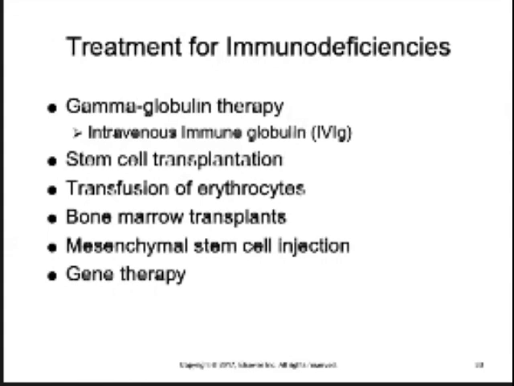With immunodeficiency, we can provide gamma globulin, which is IV immune globulin. This is, again, passive immunity, artificial passive immunity. We can do stem cell transplant, which means that we're going to swap out your marrow, or a component of your marrow, to try to restore what's missing. We can transfuse erythrocytes. We can do mesenchymal stem cell injection. And then way out there on the edge is gene therapy, where we replace defective genes with functional ones. Now, one of the examples of acquired immunodeficiency is AIDS. Let's take a look at how AIDS works.